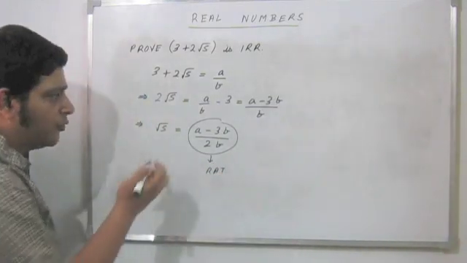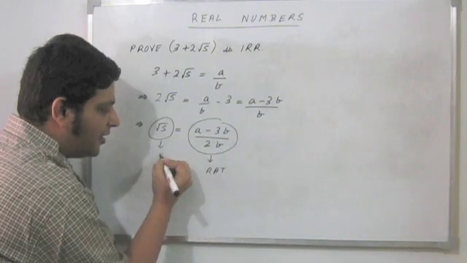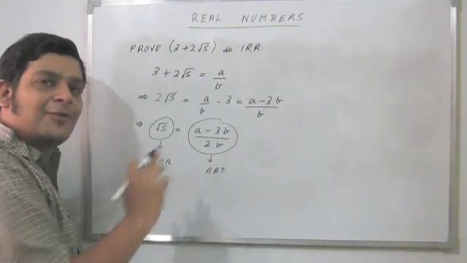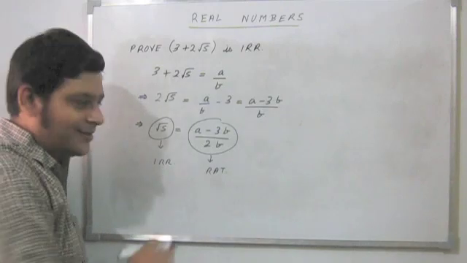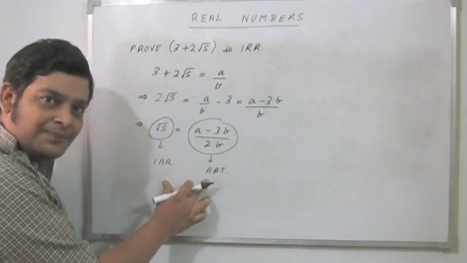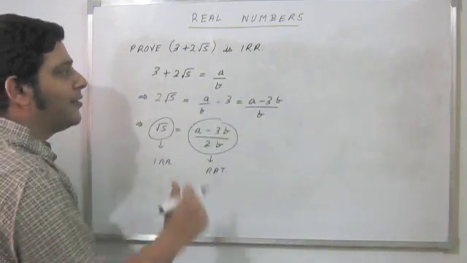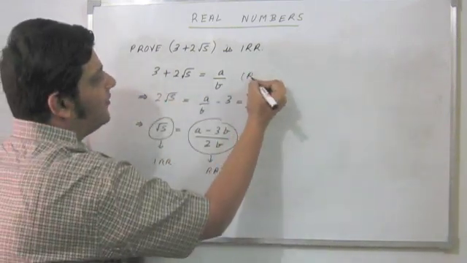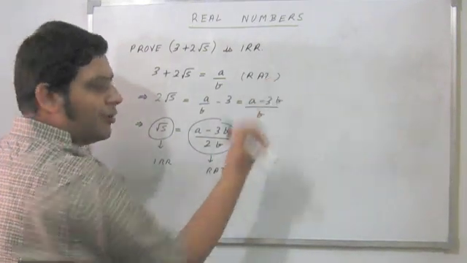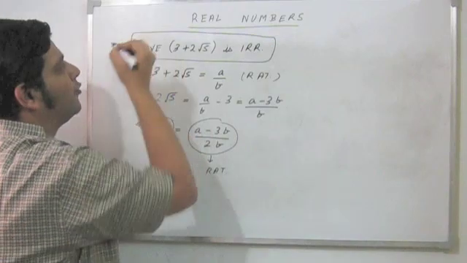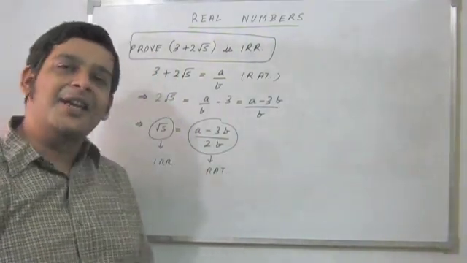I had just proved that root 5 is irrational. An irrational number can never be equal to a rational number. That means this is a contradiction, which means that this is false. If this is false, my initial assumption that 3 plus 2 root 5 was a rational number is also false, and hence I have proved that 3 plus 2 root 5 is indeed an irrational number.